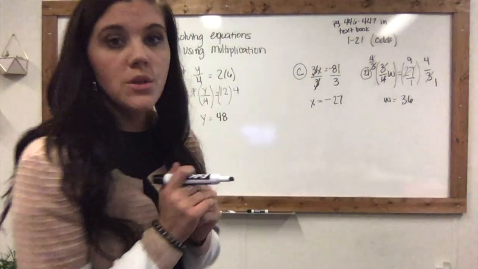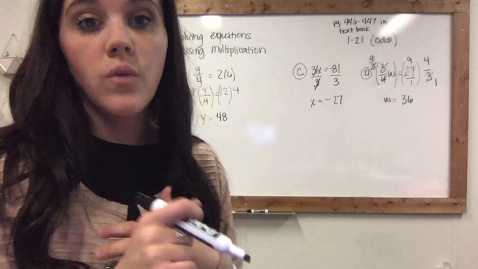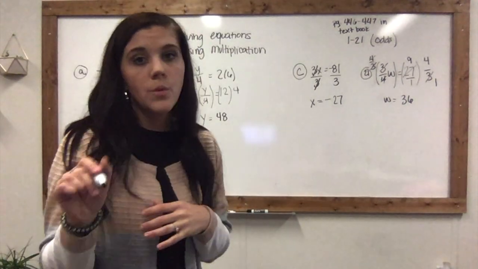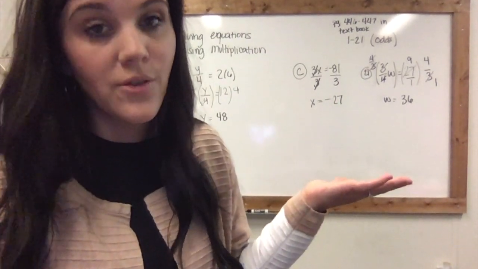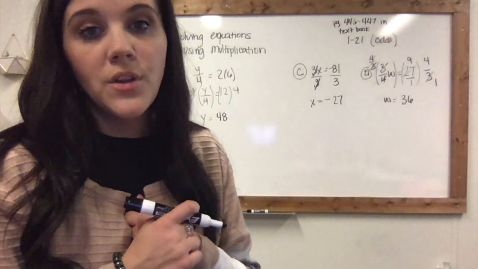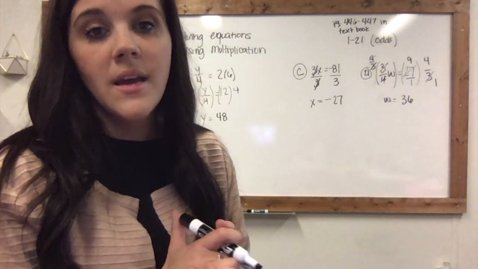I would like for you to do pages 446 through 447. You're going to do 1 through 21 odds, and we already did number 21 together, so there's an answer for you right there. Text me a picture when you finish, or you can email it to us.